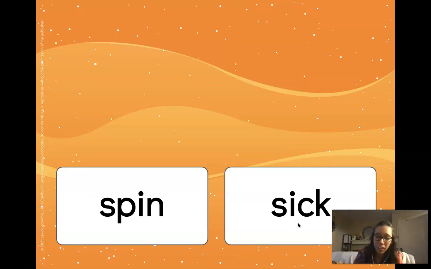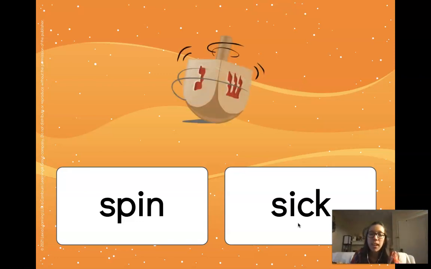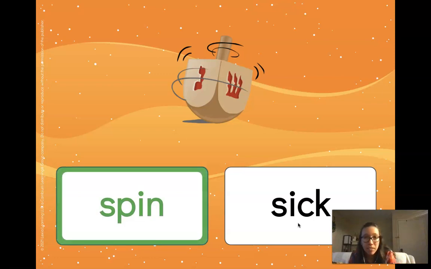Got it? All right. The word we're looking for here is spin. Which of those words says spin? Very good, the word on the left. As a bonus question, what does the word on the right say? Very good, the word on the right says sick. The word we're looking for here is spin.